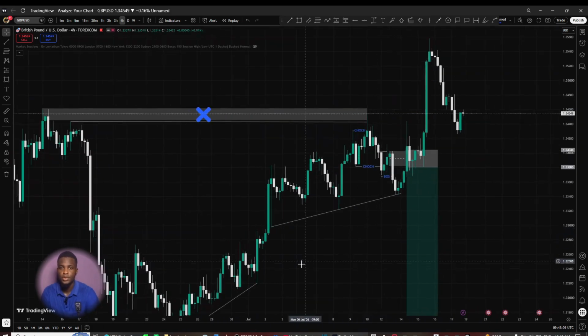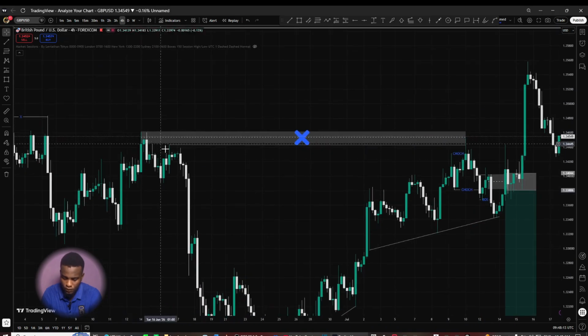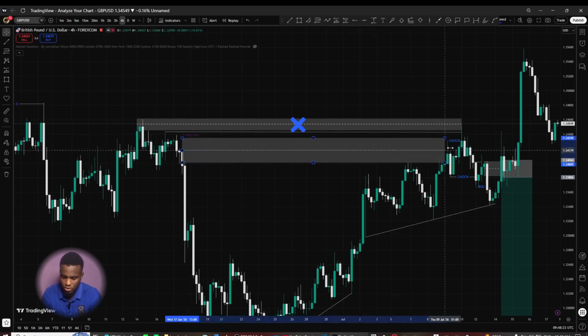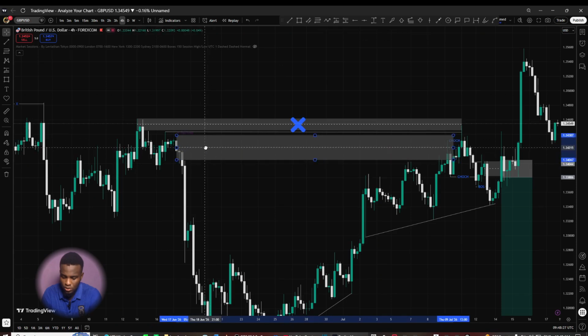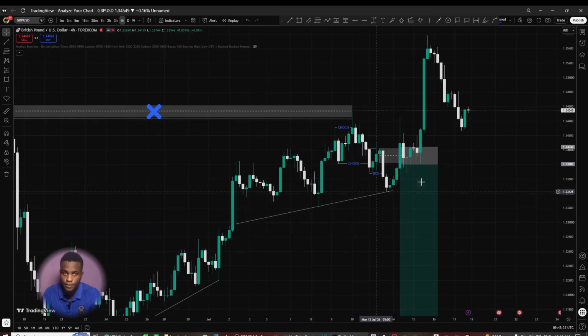The reason why this is not an order block, you can clearly see all these candles here have been used to push price down. Apart from this other one here that didn't have enough strength to hold the market. See that? This one didn't have enough strength to hold the market. Apart from that, the rest of the other candles were used. So that was the first mistake I made.